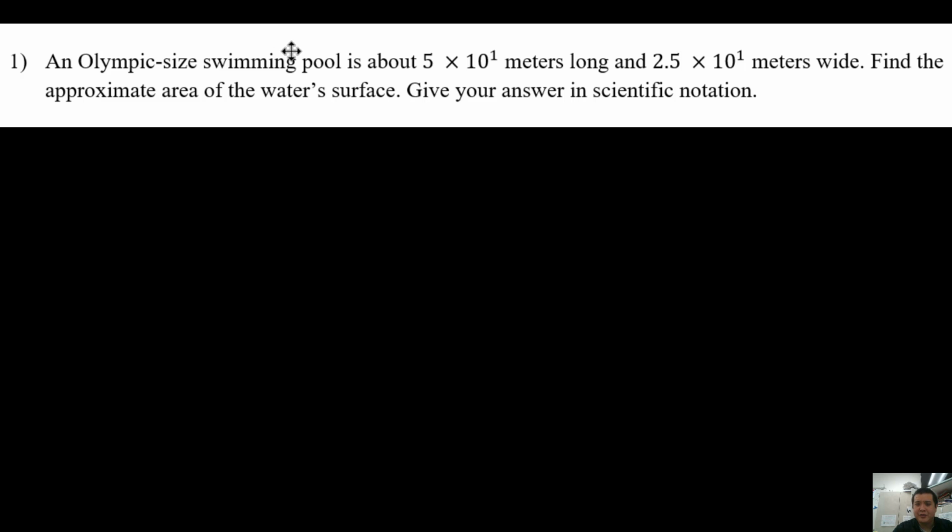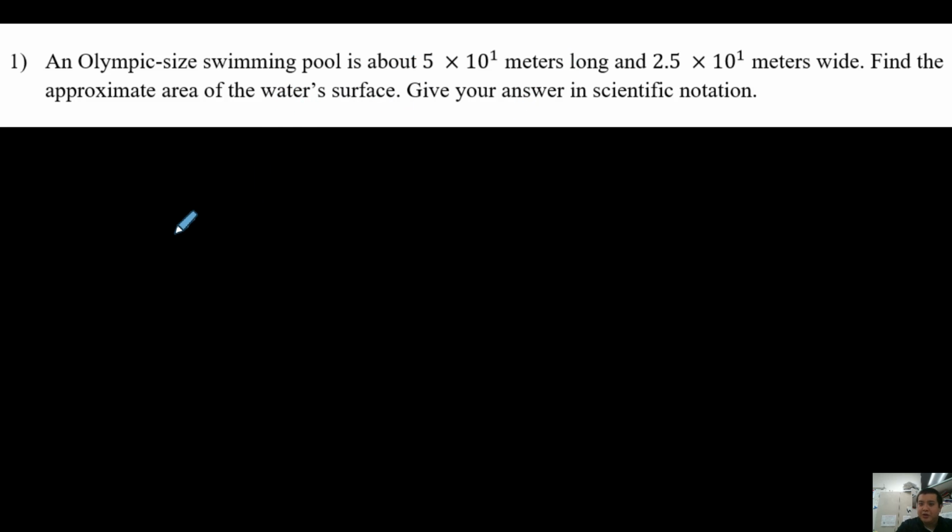An Olympic-sized swimming pool is about 5 times 10 to the 1 meters long and 2.5 times 10 to the 1 meters wide. Find the approximate area of the water's surface. Give your answer in scientific notation. Now, we have a swimming pool that is this long and this wide. We're trying to find the area, and if you remember from previous years, to find the area of a rectangle, you have to multiply length times width. So, we're going to multiply these two together.